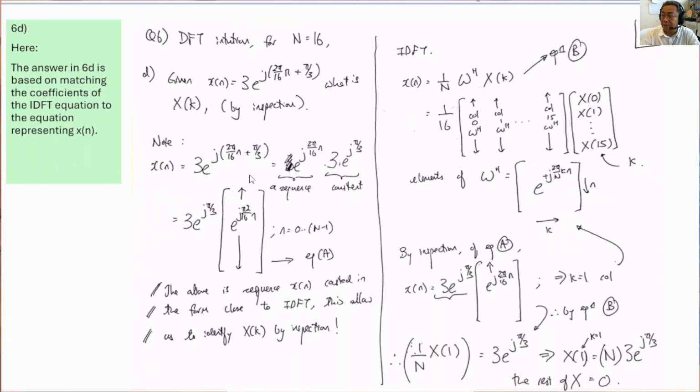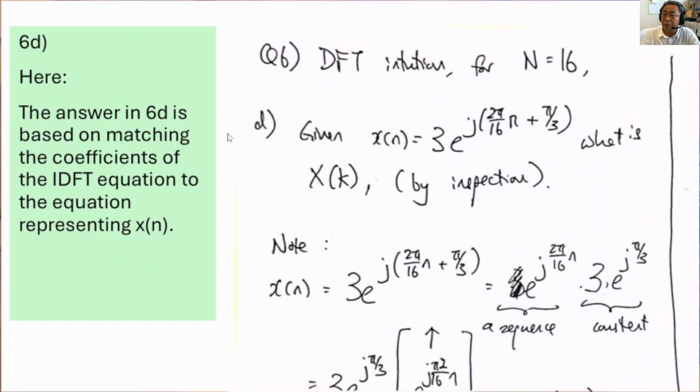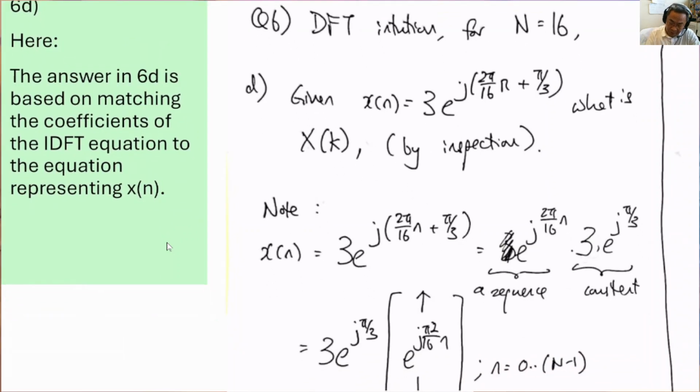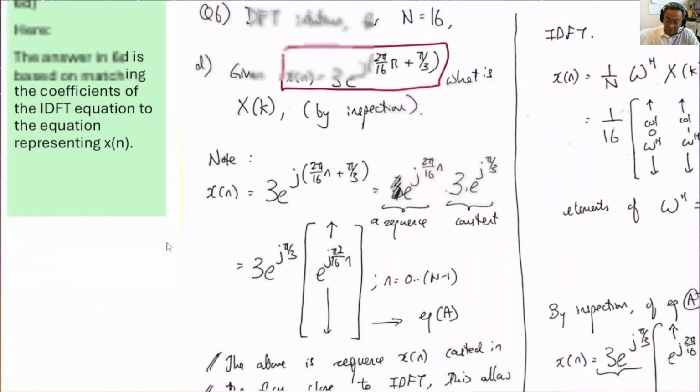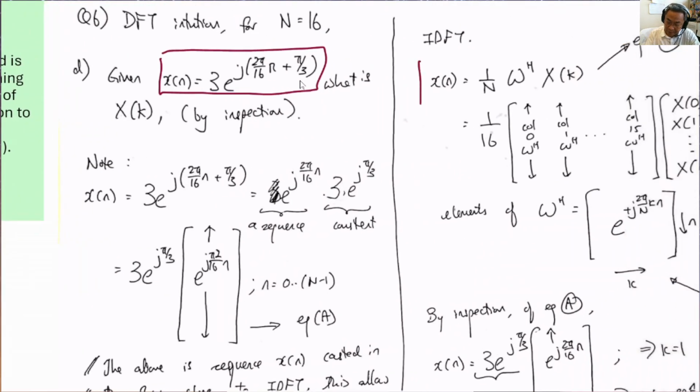So this is the slide for the answer, and here is the strategy to answer the question. Basically, in this question, we can match the coefficients of the IDFT equation to the equation representing xn. What am I talking about? This is the equation representing xn. And then we know that we can represent xn by the IDFT equation, which is this one. And later on, you will see that when we match the equations, we can find the coefficients Xk. Okay, that is the strategy.